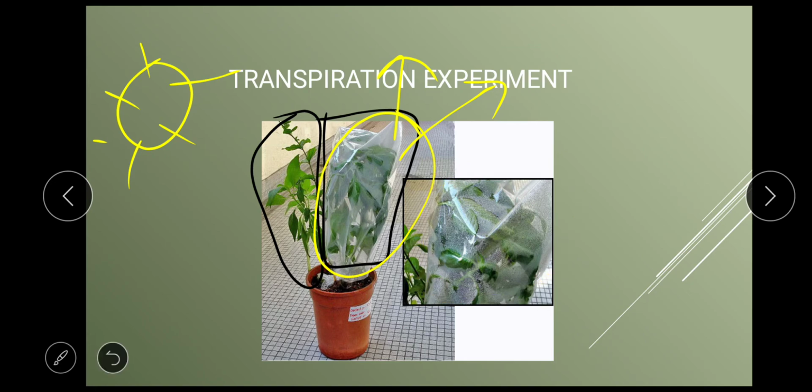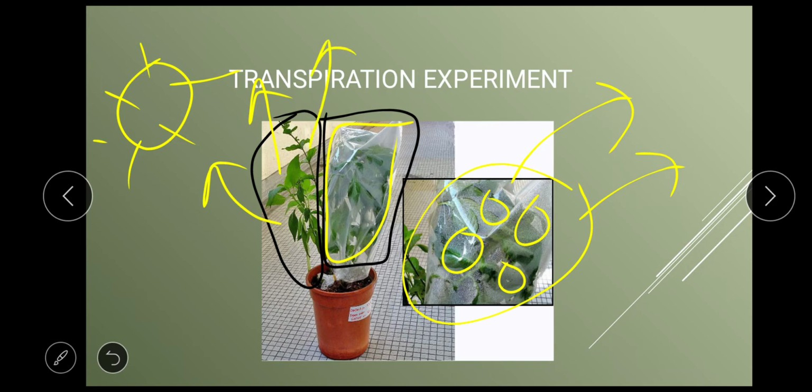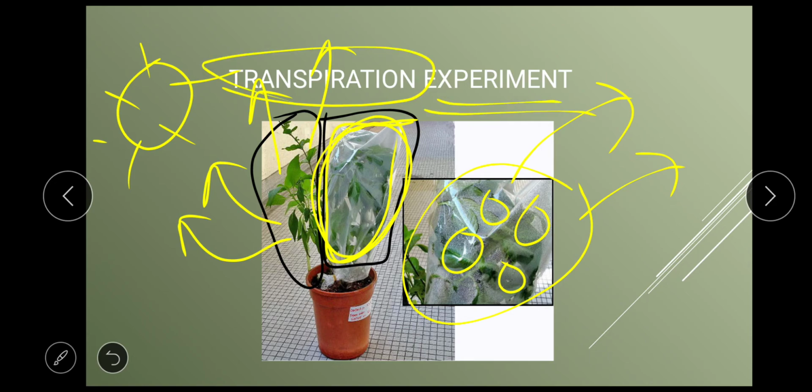We have kept a plastic bag, so the water gets settled on the plastic bag from inside. You can see this zoomed, small drops of water getting settled on the plastic bag because they cannot go out. So this shows that plants are continuously giving out water vapor. Because of transpiration, water vapor is coming out of the plants, and we can see that water vapor getting settled on that plastic. So this proves that transpiration takes place. So this was the experiment to prove transpiration.